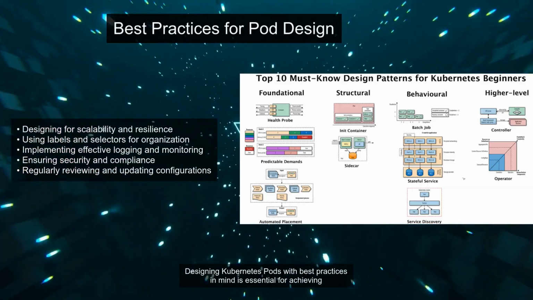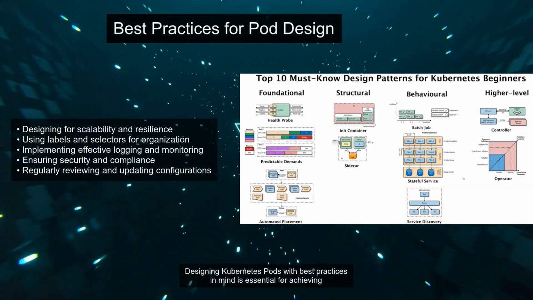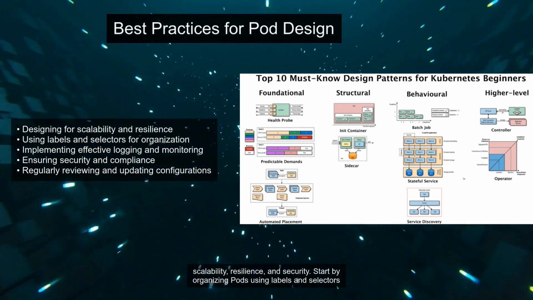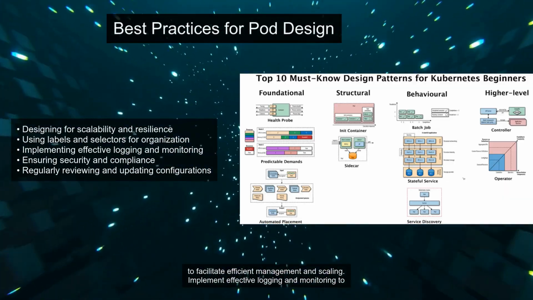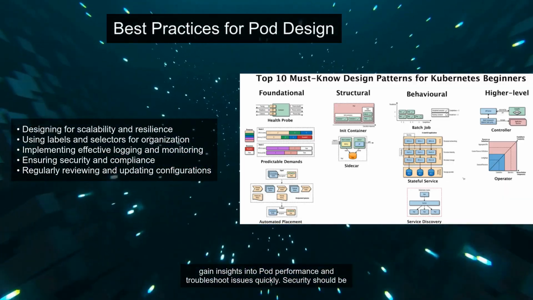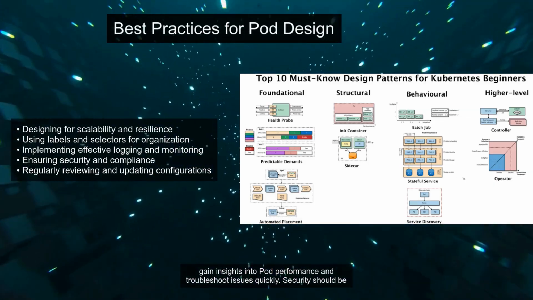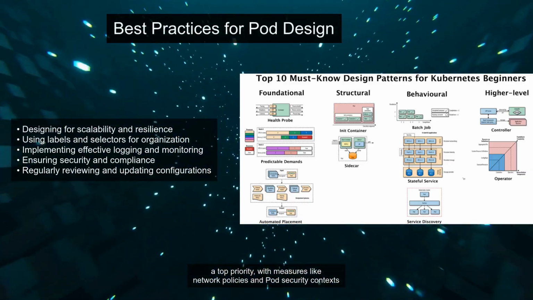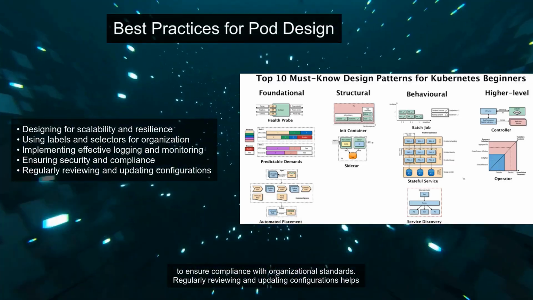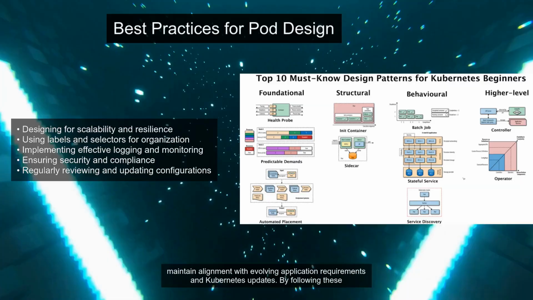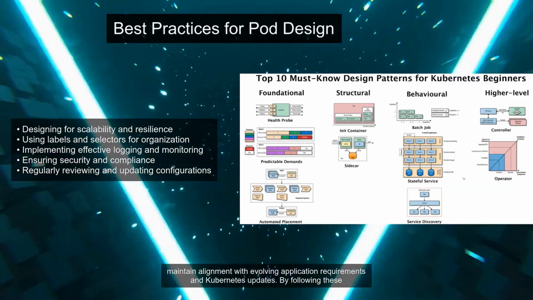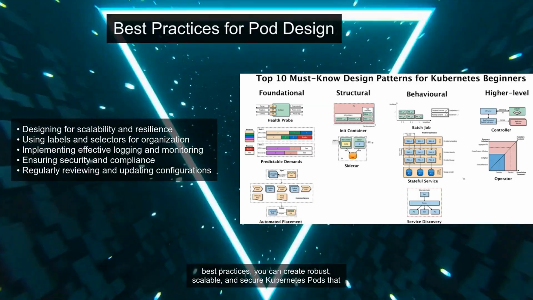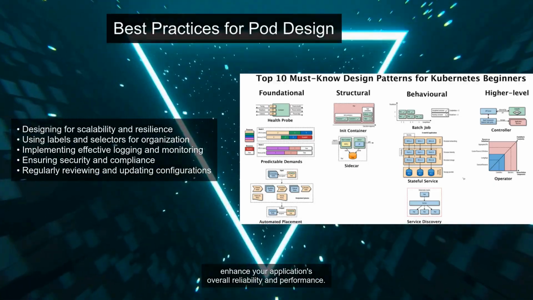Designing Kubernetes pods with best practices in mind is essential for achieving scalability, resilience, and security. Start by organizing pods using labels and selectors to facilitate efficient management and scaling. Implement effective logging and monitoring to gain insights into pod performance and troubleshoot issues quickly. Security should be a top priority, with measures like network policies and pod security context to ensure compliance with organizational standards. Regularly reviewing and updating configurations helps maintain alignment with evolving application requirements and Kubernetes updates. By following these best practices, you can create robust, scalable, and secure Kubernetes pods that enhance your application's overall reliability and performance.